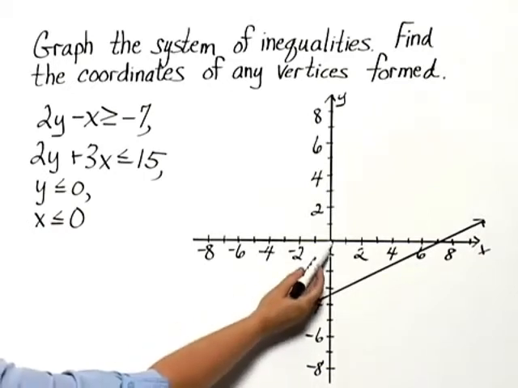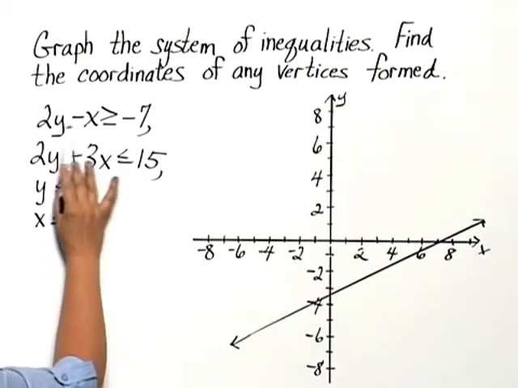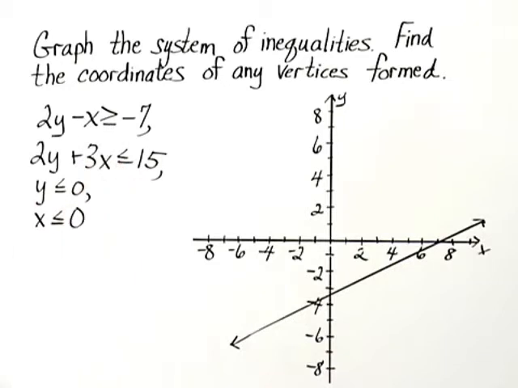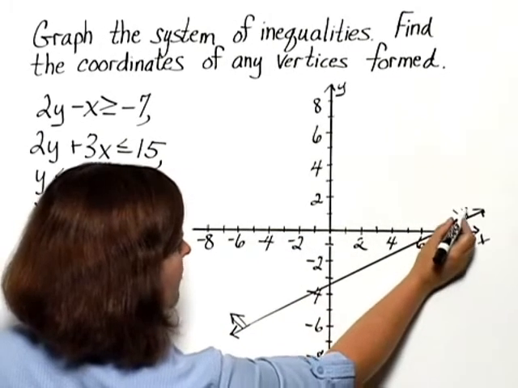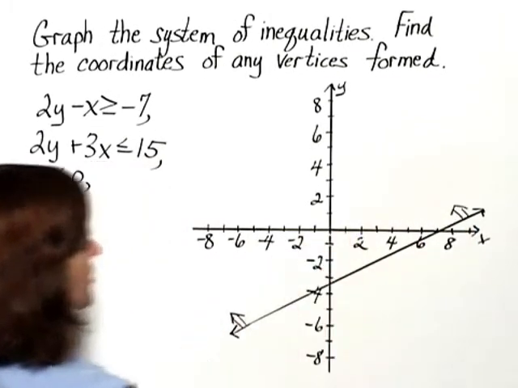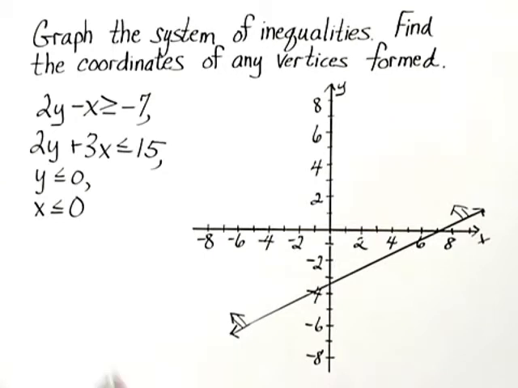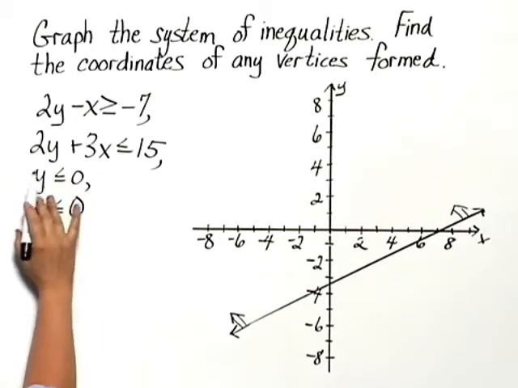We can use the test point 0, 0. 0 minus 0 is greater than or equal to negative 7. So we are going to shade above this line, the half plane that includes the origin 0, 0. Next, let's work on the next inequality.